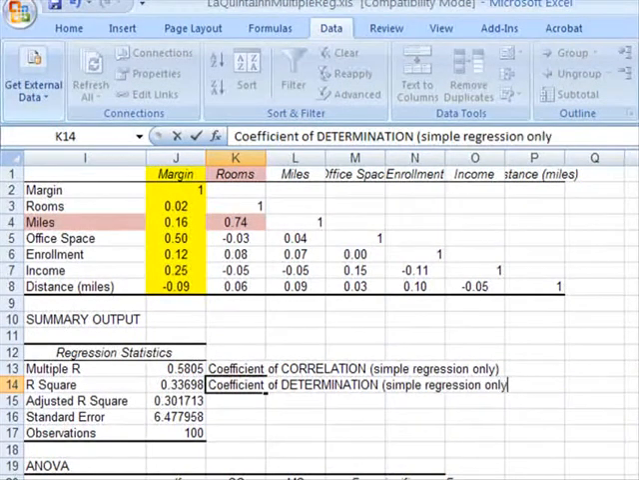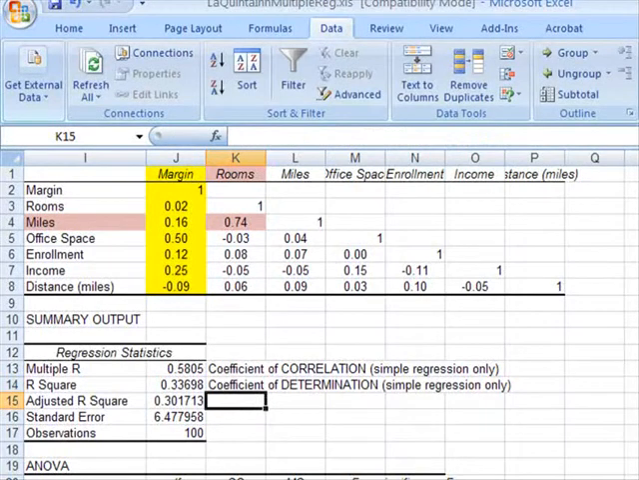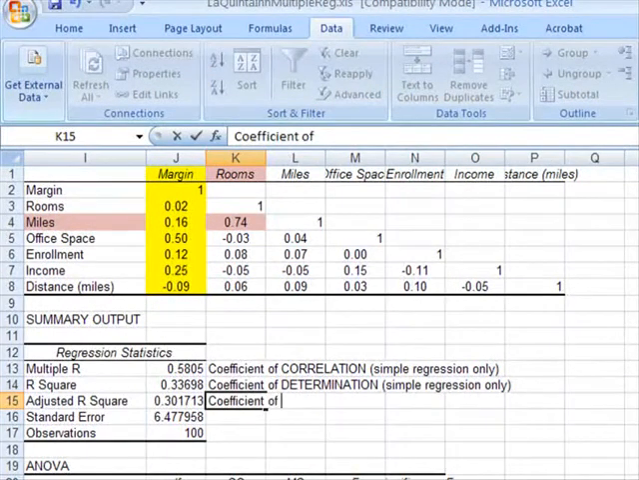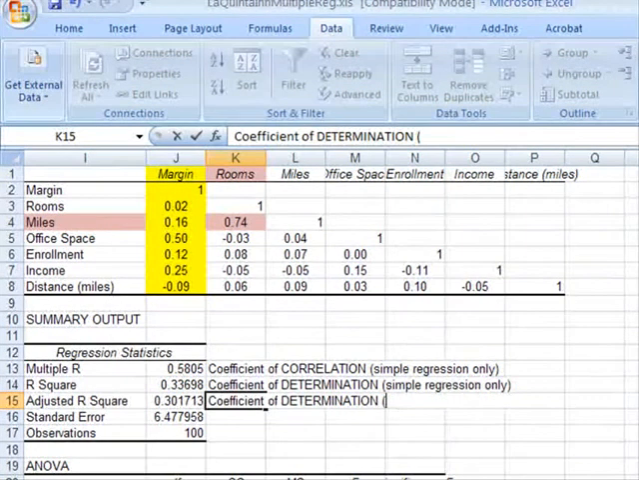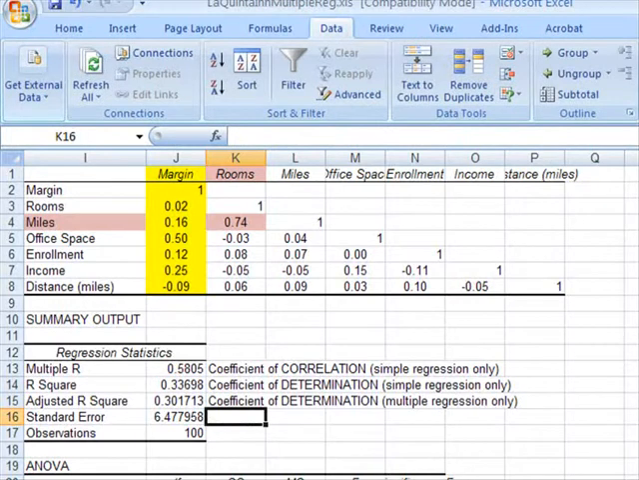So it's good to memorize that the first two coefficients given in regression are for simple regression only. The next coefficient of determination, which is the adjusted coefficient, is done for multiple regression. In this case, we have a multiple regression, so we're going to use this coefficient. Why? Because it adjusts for the number of independent variables that we have in the model.